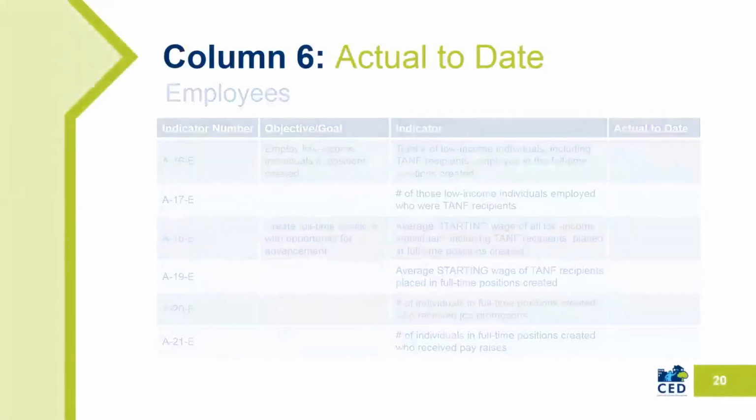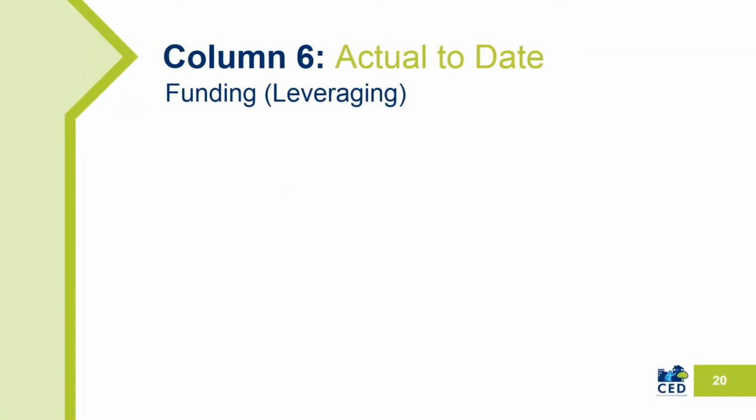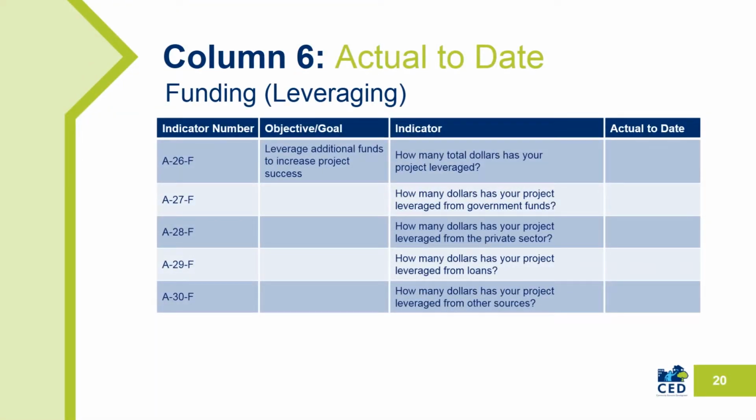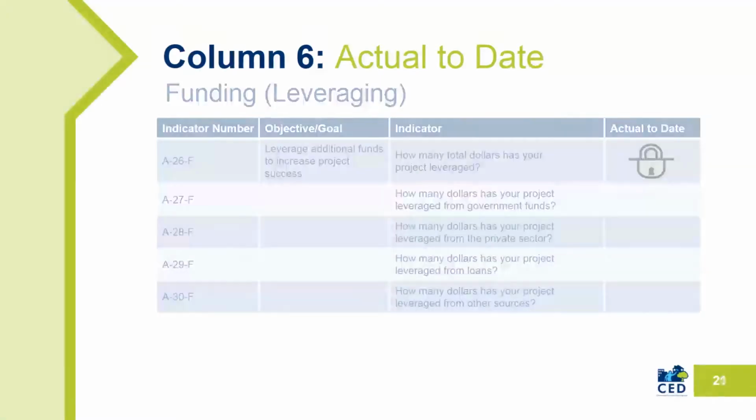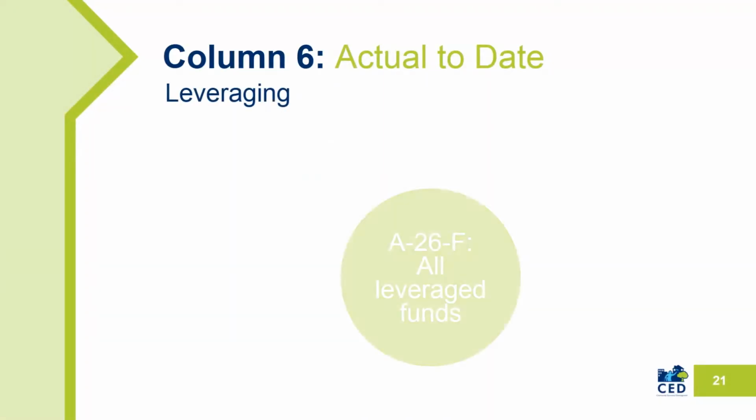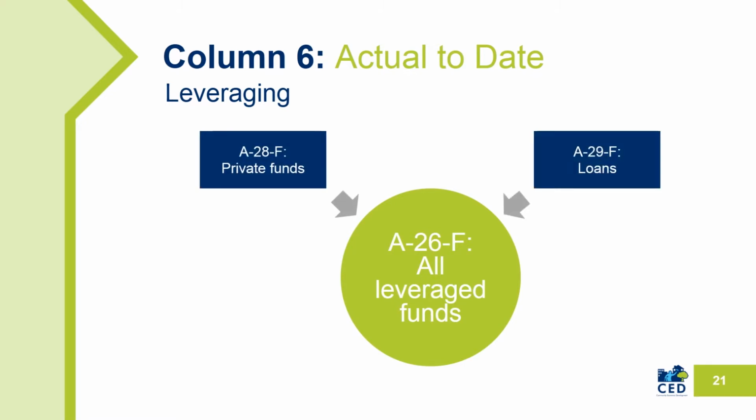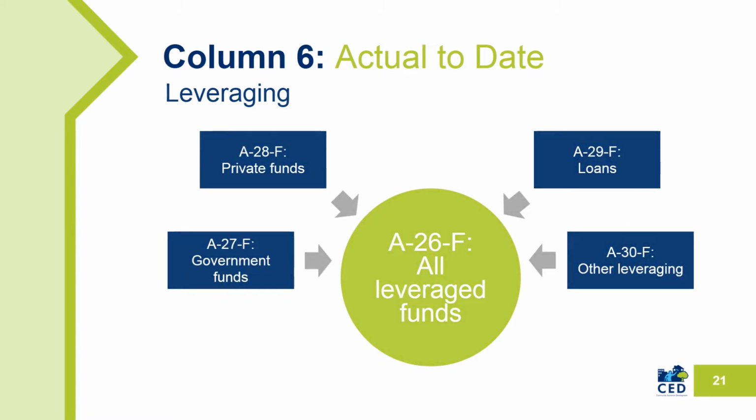The final set of indicators deals with funding. Indicators A26F through A30F ask about leveraging funding in addition to your OCS funds. If you have no leveraging to report for your grant, enter 0. Indicators A27F through A30F are subcategories of the total amount leveraged, A26F. A26F is automatically generated based on the amounts entered in the subcategories.